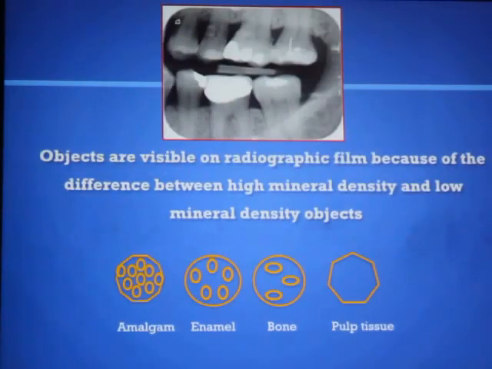Objects are visible on radiograph film because of the difference between high mineral density objects and low mineral density objects. As you can see in this schematic view, amalgam would be high density and bulk would have no density, and it creates a contrast for us to differentiate the objects.